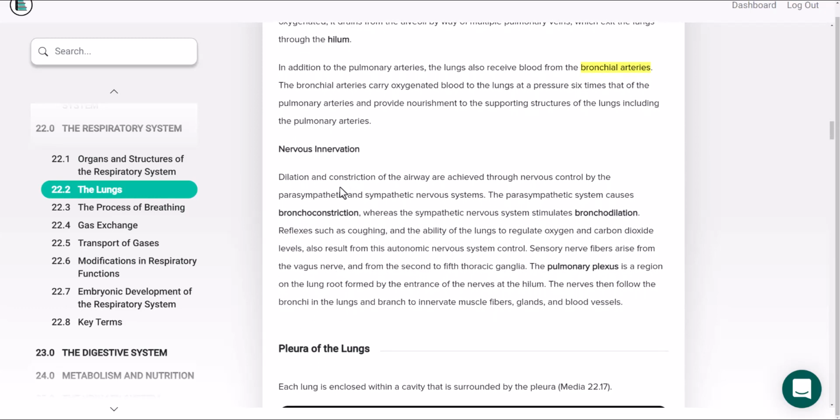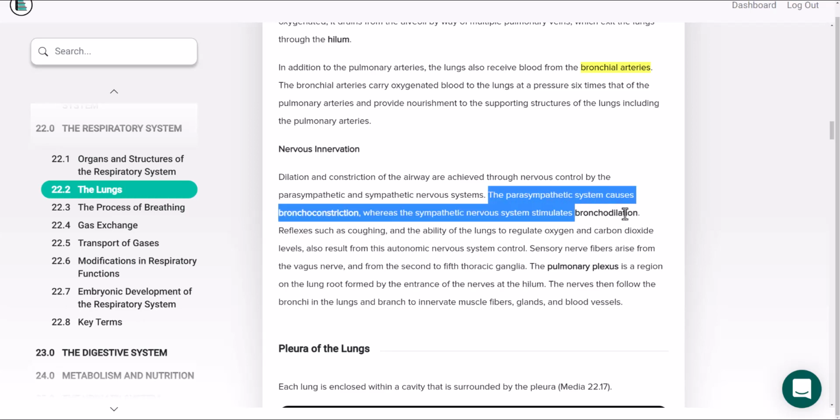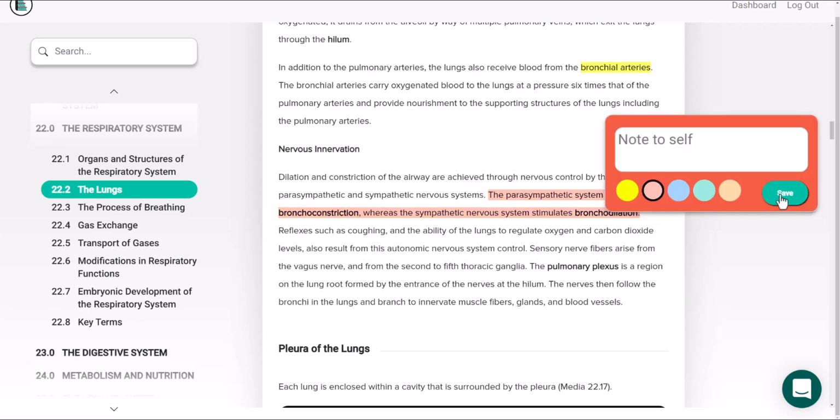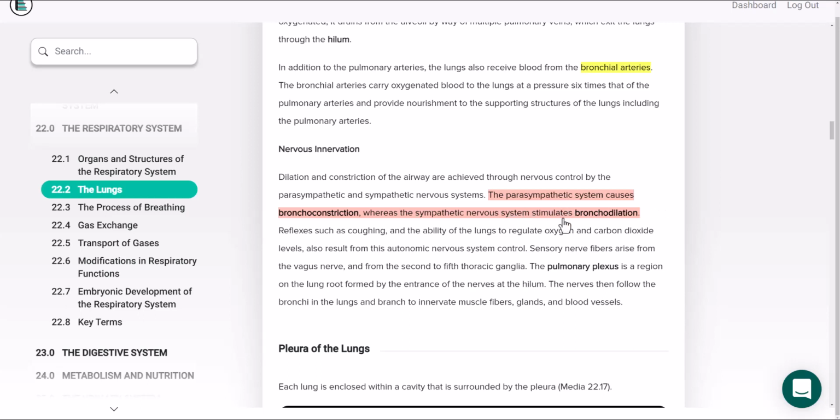There is a fair amount of nervous innervation going to the lungs. You're not surprised by that. You know from our discussion of the autonomic nervous system that the parasympathetic nervous system causes bronchoconstriction, whereas sympathetic would cause bronchodilation. Makes sense. When you are nervous, your airways are going to open up, allowing more air to reach the lungs. When you're relaxed, your bronchial tree will not be as large. It'll more bronchoconstrict.